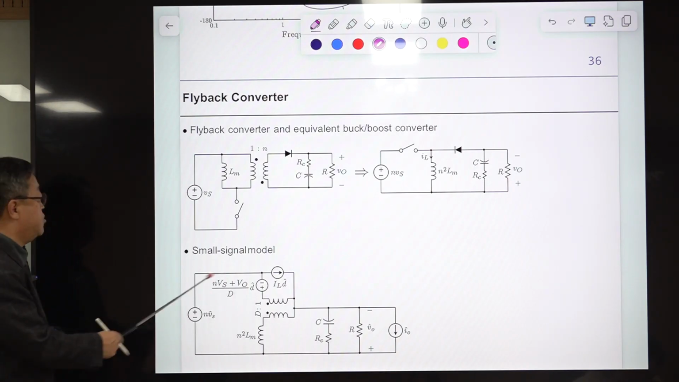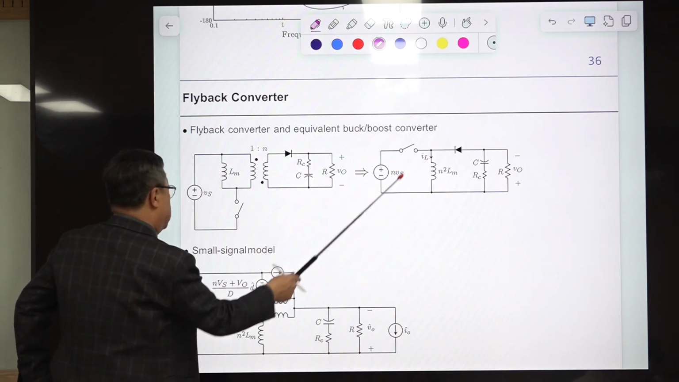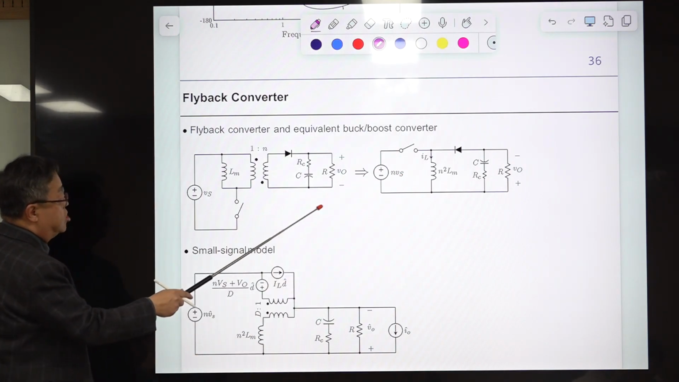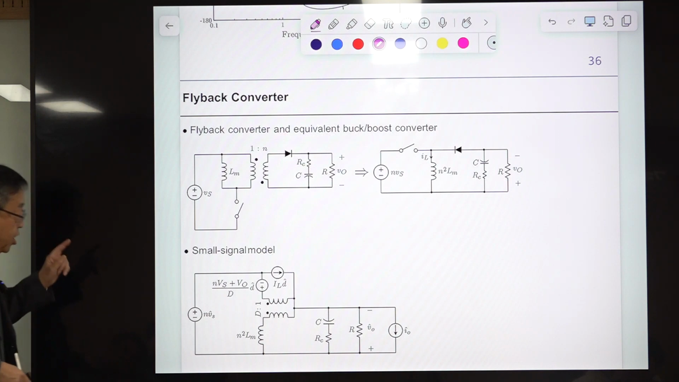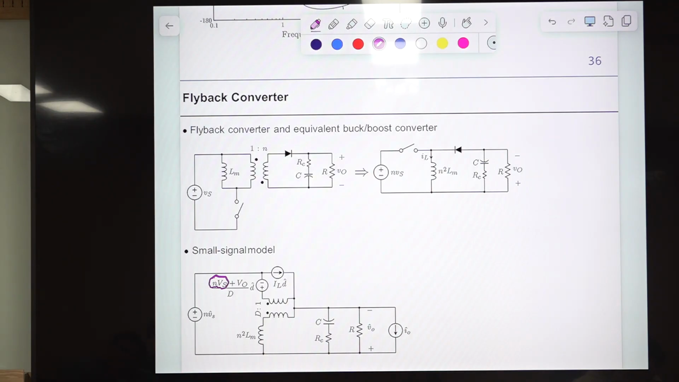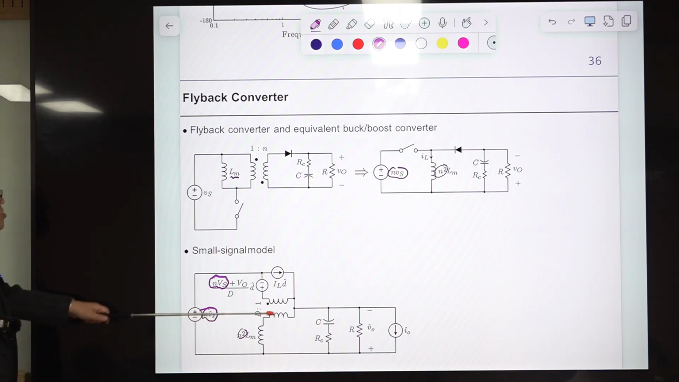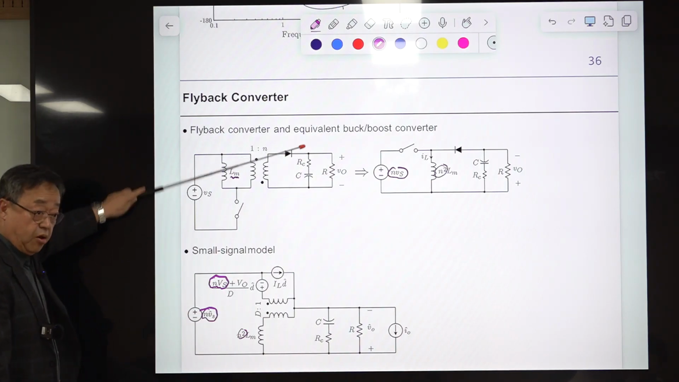Then this is just a duplication of the small signal model of the buck-boost converter with minor modifications. Again, this Vs is changed to NVs because of this, and this Lm is reflected to the secondary side. So the N squared term is coming here, and NVs is coming here because of the turns ratio N. So this is the small signal model of the flyback converter.